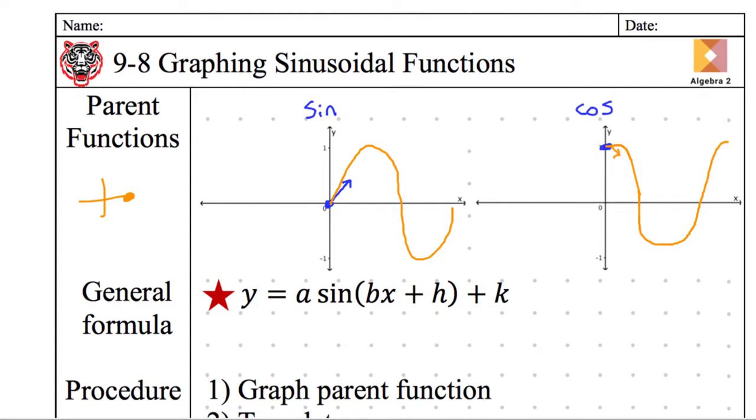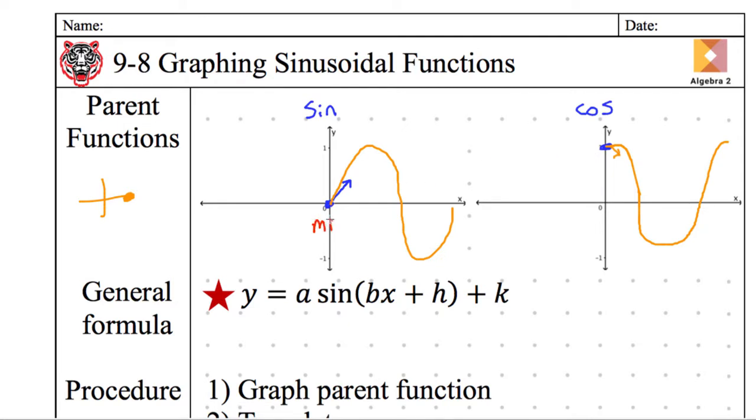Here is the important thing that I really want you to take away from these graphs. The key thing is, where does it intersect the y-axis? That point is super important. 0, 0 for sine, 0, 1 for cosine. But also, did you start at the midline or did you start at a maximum or a minimum? For sine, I started at the midline.